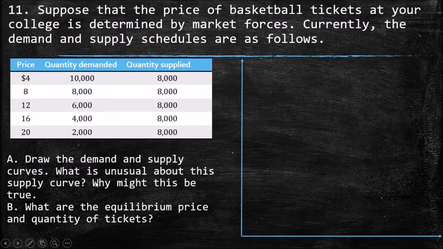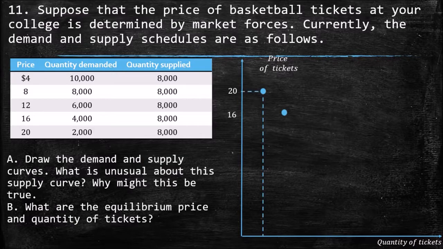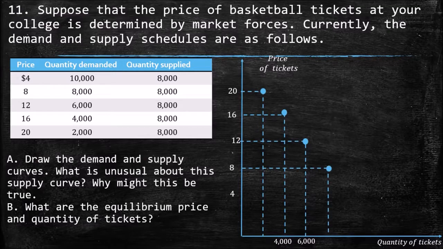What is unusual about the supply curve? Why might this be true? And what are the equilibrium price and quantities of tickets? So here we're going to graph first the supply and the demand. Here we have the price of 20, the price of 16, the price of 12. At the price of 16 we have 4,000, at the price of 20 we have 2,000, at the price of 12 6,000, at the price of 8 we have 8,000, and at the price of 4 we have 10,000.